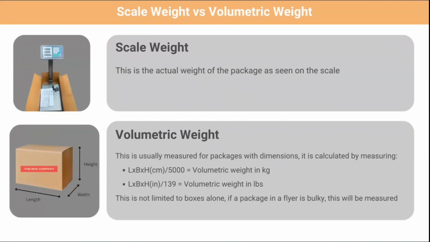So volumetric weight is usually measured for packages with dimensions and it is calculated by measuring your length. So you multiply your length, your breadth, and your height together, right? If you're measuring it in centimeters, you divide it by 5,000 to get your weight in kg. If you're measuring it in inches, you divide it by 139 to get your volumetric weight in pounds. So what you do is you compare your volumetric weight and your scale weight. Whichever one is higher is what you should input while booking your shipments.